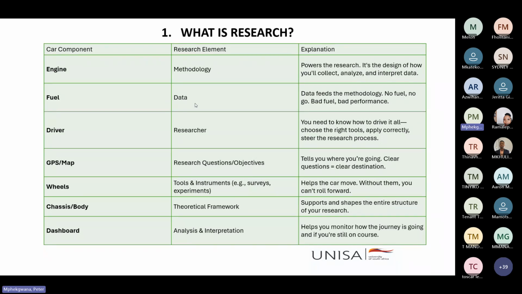So if you don't know the tools, that means you cannot drive. You don't have the necessary skills for drivers. So you need to have these skills. You need to know how to write in a Word document. Those are the skills that you need to acquire. How to use Excel if you're using quantitative methods, how to do your data analysis. So we'll equip you with those skills so that you can apply them correctly.